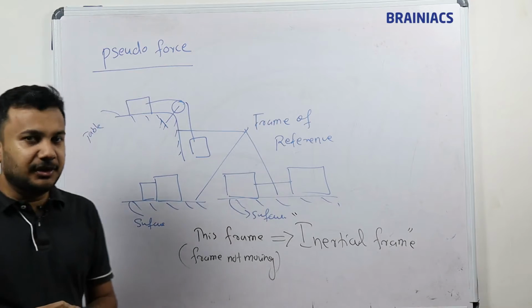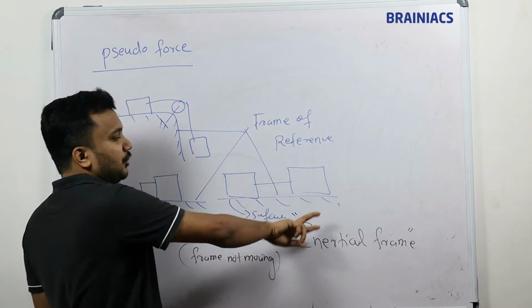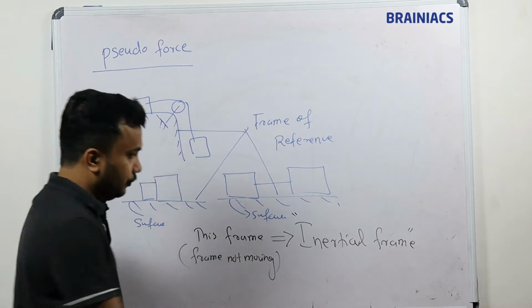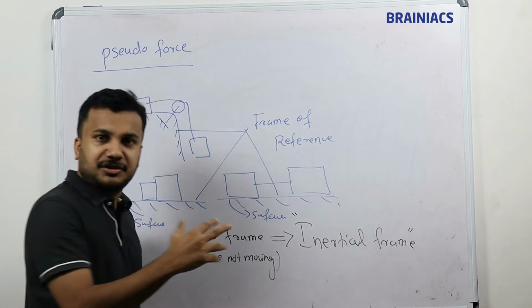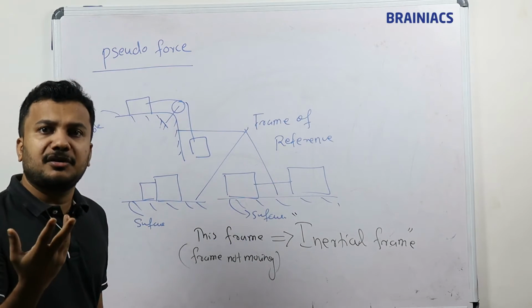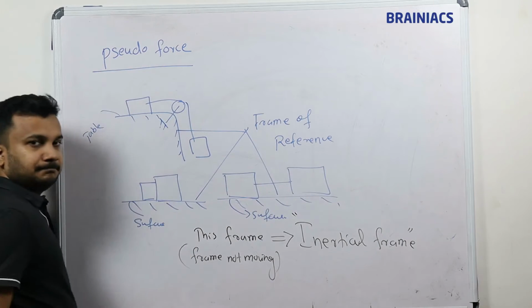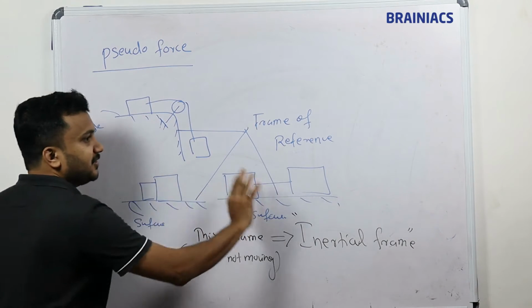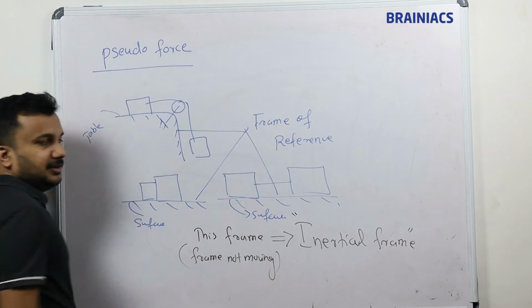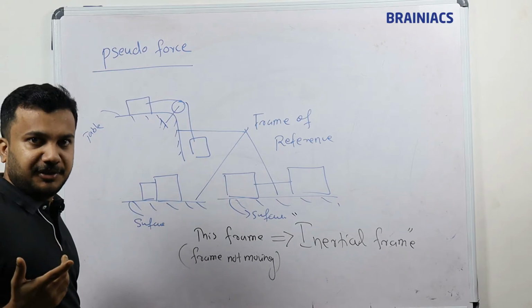Next, if I take the opposite of this, the opposite of an inertial frame is a non-inertial frame. What is called a non-inertial frame? A non-inertial frame means the frame is moving. The surface itself is moving, the table itself is moving. Then it is called a non-inertial frame.